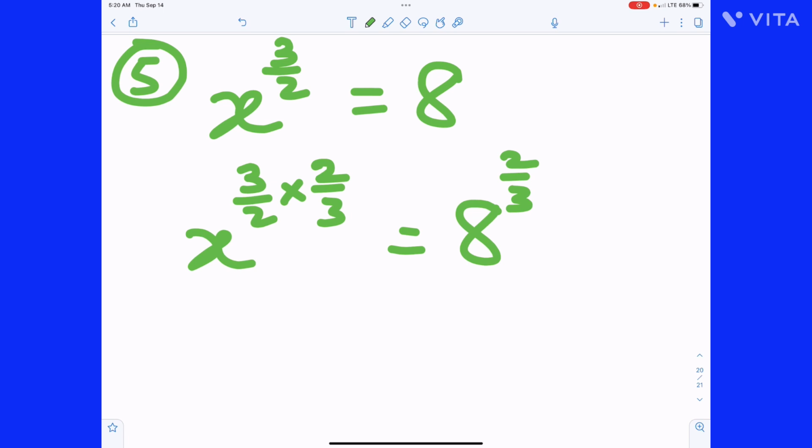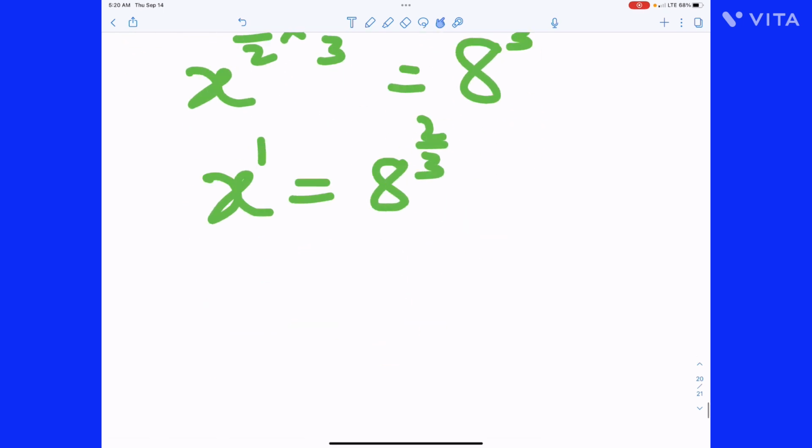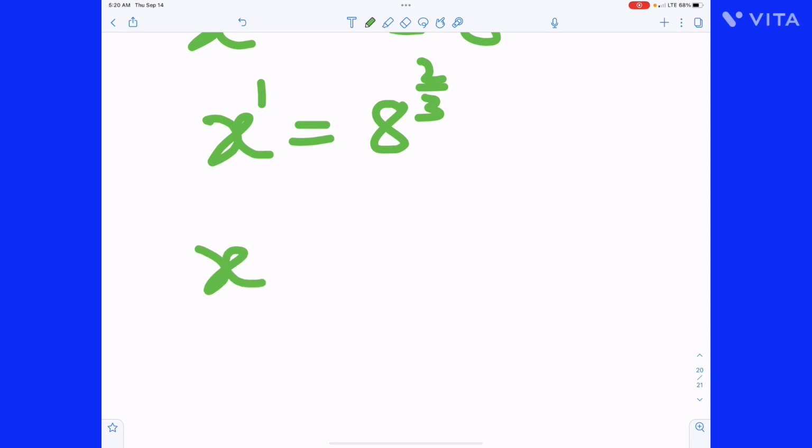So this gives you what? X raised to power 1: 2 here, 2 here; 3 here, 3 here. 1 times 1 over 1 times 1 will give you 1. So that gives you x raised to power 1 is equal to 8 raised to power 2 over 3. And that gives x is equal to 8 raised to power 2 over 3.